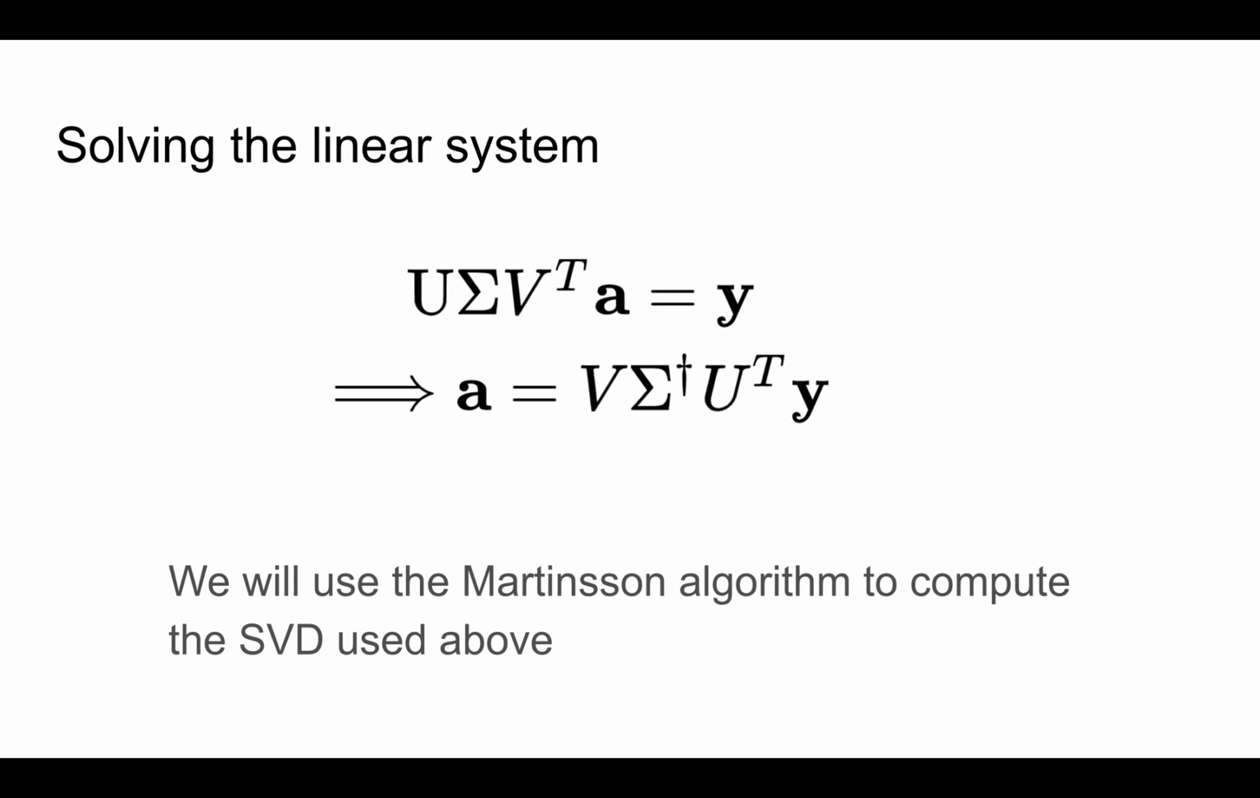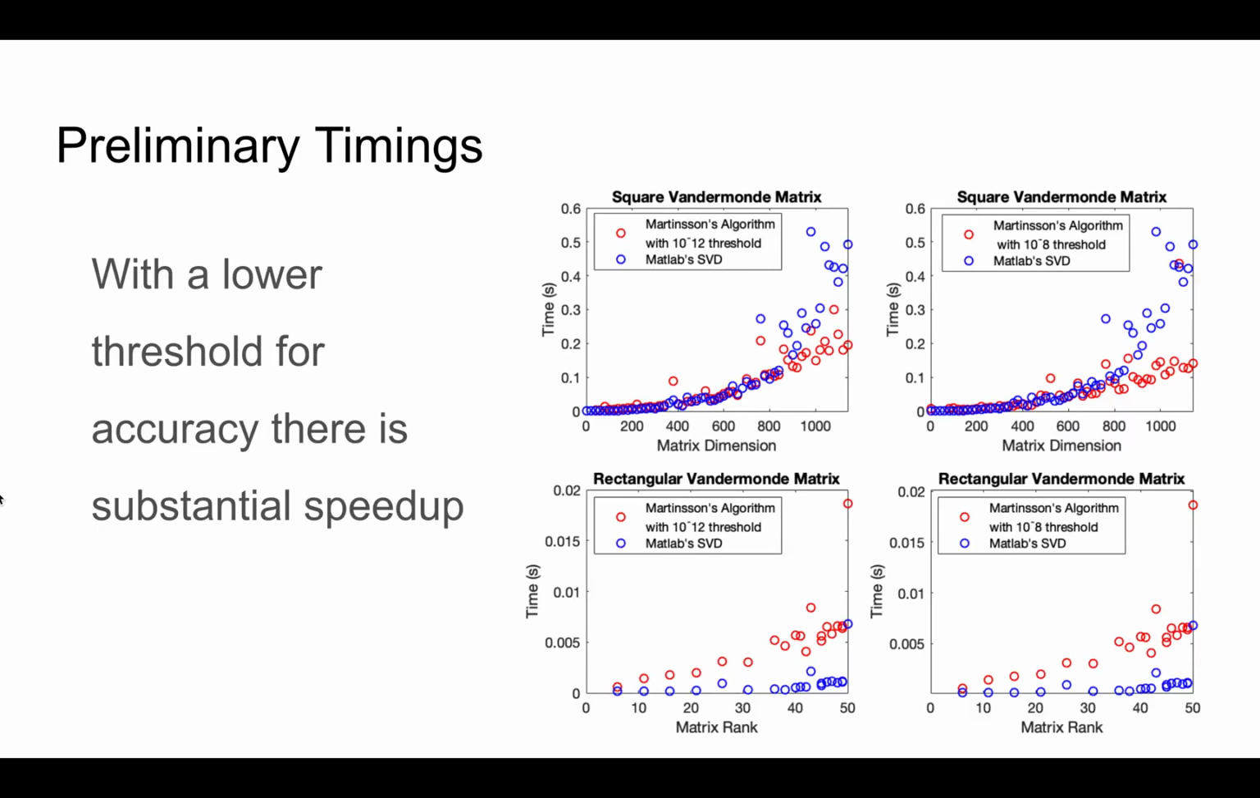So, to simplify things, this is what this can be written as. And instead of using the classic method to find the SVD of A, we'll now be using the Martinson algorithm. So our initial test on this algorithm showed substantial speedups from MATLAB's SVD computation, especially with a low threshold. So you can see in the top right-hand corner, when there's a more loose threshold, it performs much better, and even better than the threshold in the upper left, whereas both of them become more efficient than MATLAB's traditional SVD computation.